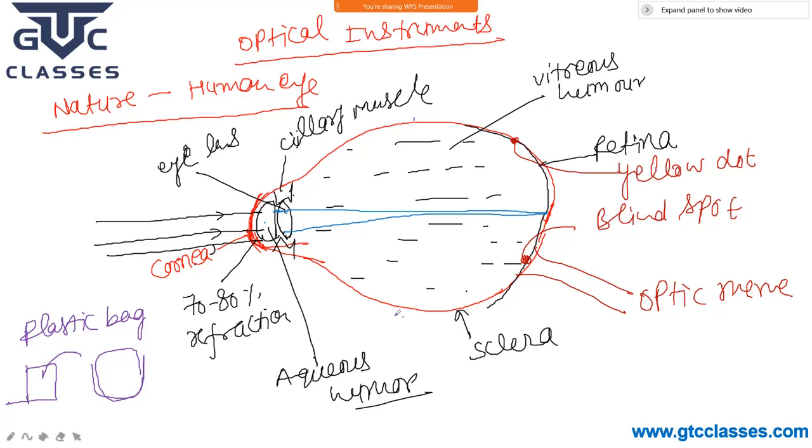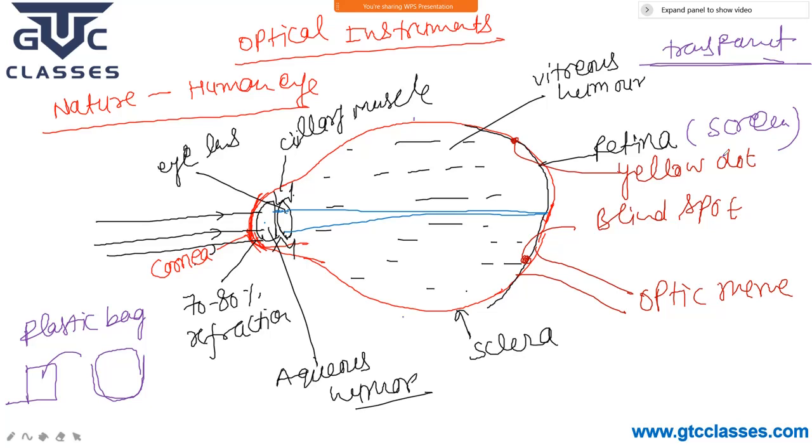So we need some sort of a liquid. We can't put a solid, otherwise the light will not be able to go. So we need a transparent medium. This is a transparent medium that maintains the shape, basically. That's the main reason. Next one is the retina. Retina is nothing but our screen where the image is getting formed.